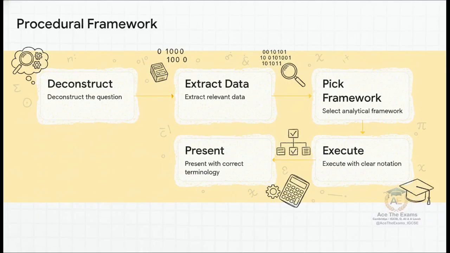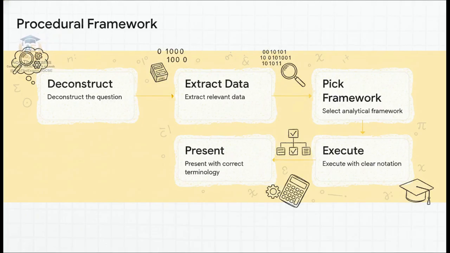When tackling an exam question, you must follow this exact step-by-step procedural framework. Look at the data on your paper right now. Let's do a 60-second visual scan in our heads. First, you deconstruct the question. What is the command word? Second, extract the relevant data, like deciphering the specific sequence of binary strings given in the prompt, maybe something like 01000 100 100, to interpret what the system is doing.